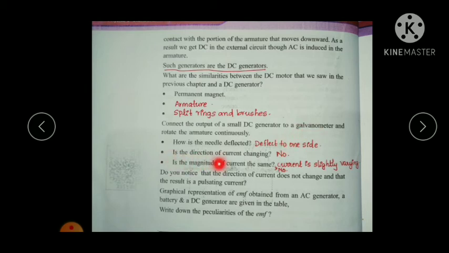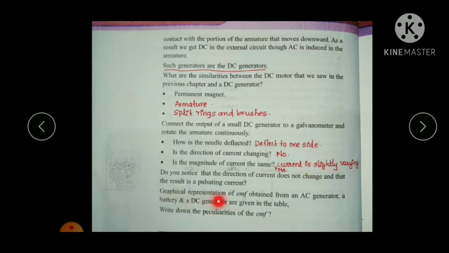Is the direction of current changing? The direction of current is not changing. Is the magnitude of current the same? The magnitude of current is not the same, because the current is slightly varying. Do you notice that the direction of current does not change, and that the result is a pulsating current? So this current is slightly varying, which means the current obtained is a pulsating current.